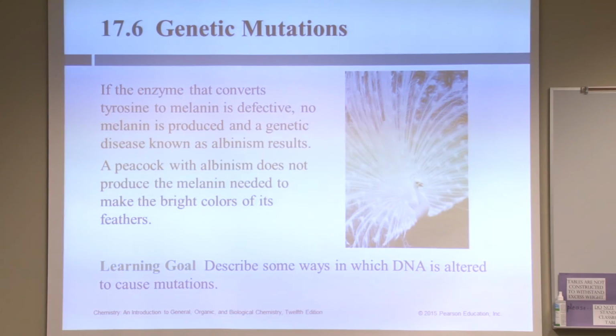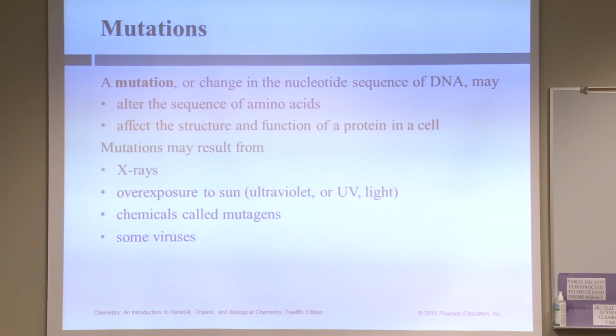So we are in genetic mutation 17.6. And the learning goal will be to describe some ways in which DNA is altered to cause mutations. So first let us define what a mutation is. A mutation is a change in the nucleotide sequence of DNA.